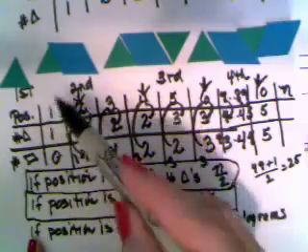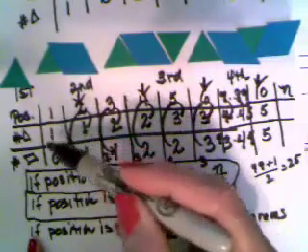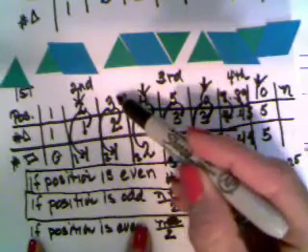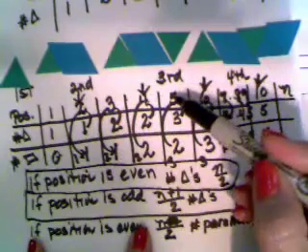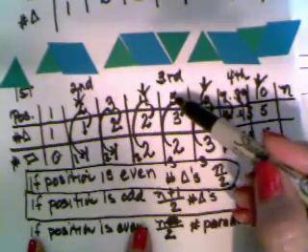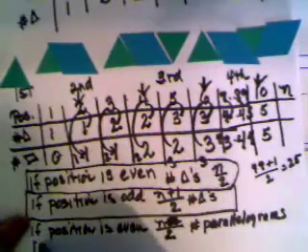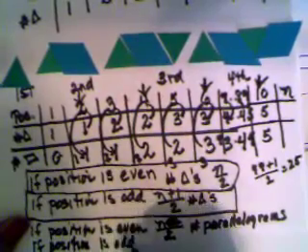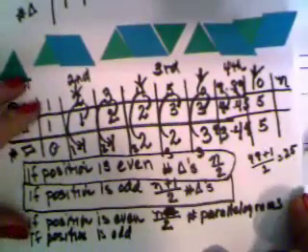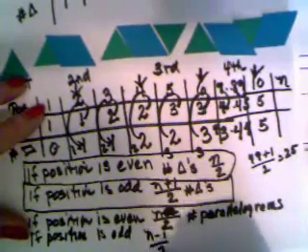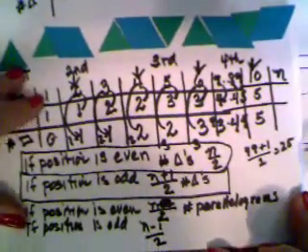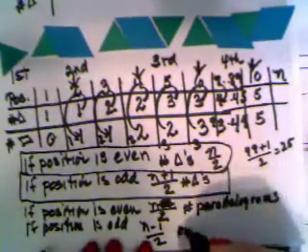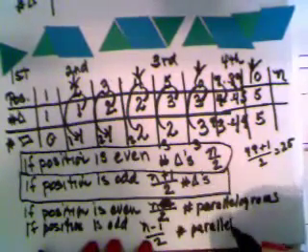So if I have 1 minus 1, that's 0, over 2 is 0. 3 minus 1 is 2, over 2 is 1. 5 minus 1 is 4, over 2 is 2. So if the position is odd, then you would take n minus 1 divided by 2. And that would give you the number of parallelograms.